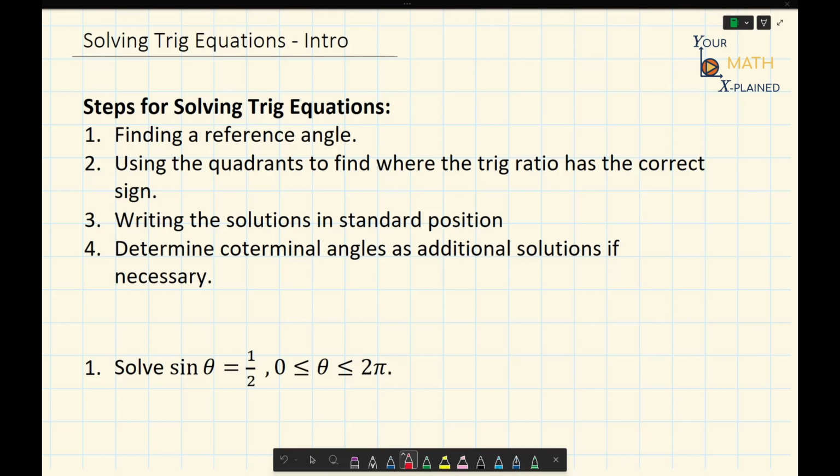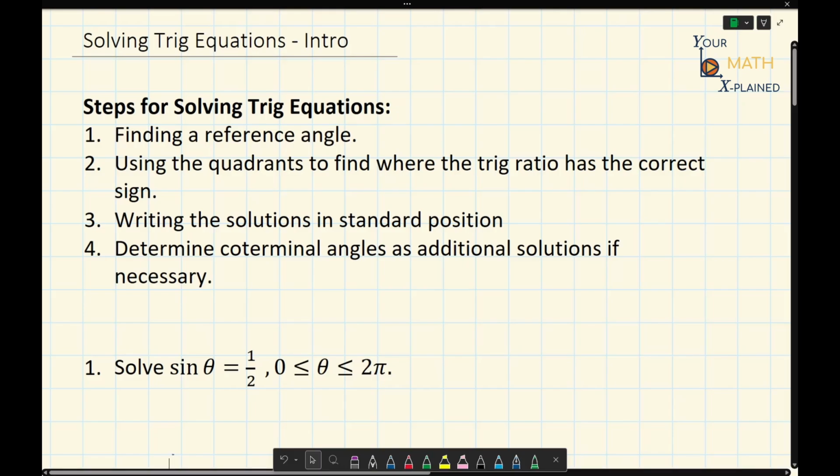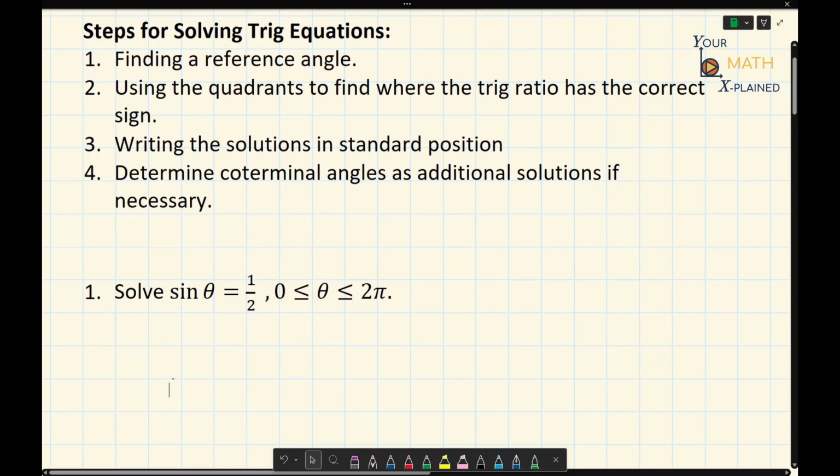So step 1, we need to find the reference angle. And then step 2, we're going to use the quadrants to find where the trig ratio has the correct sign, which is your ASTC rule. Step 3, we're going to write the solution as angles in standard position. And then finally, step 4, we're going to determine coterminal angles as additional solutions if it's necessary. Now let's take a look at how to implement these 4 steps using an example.